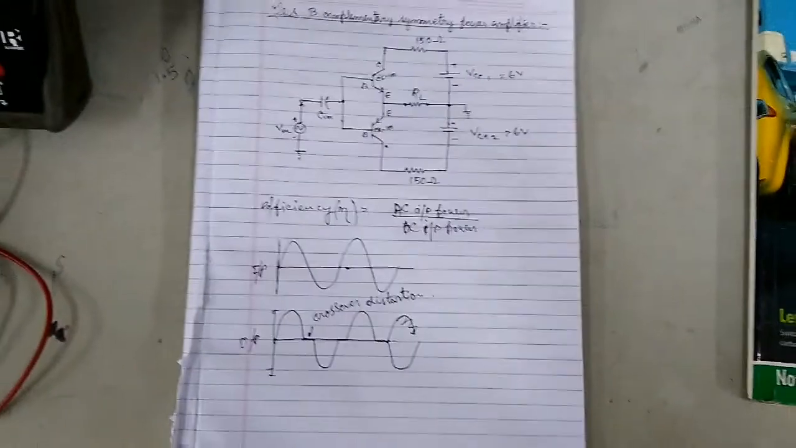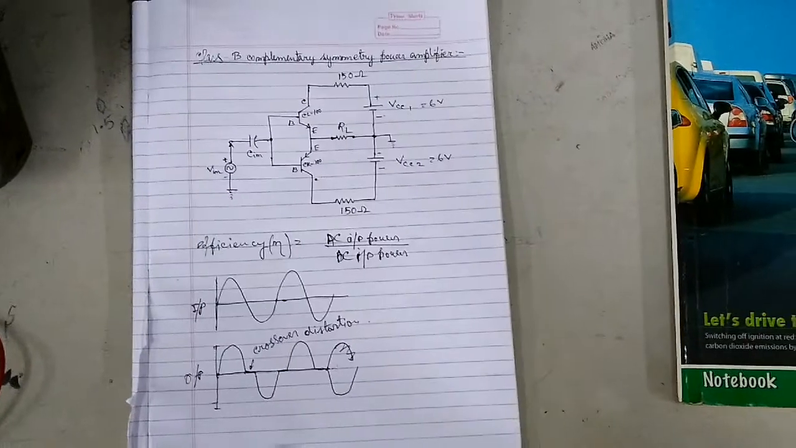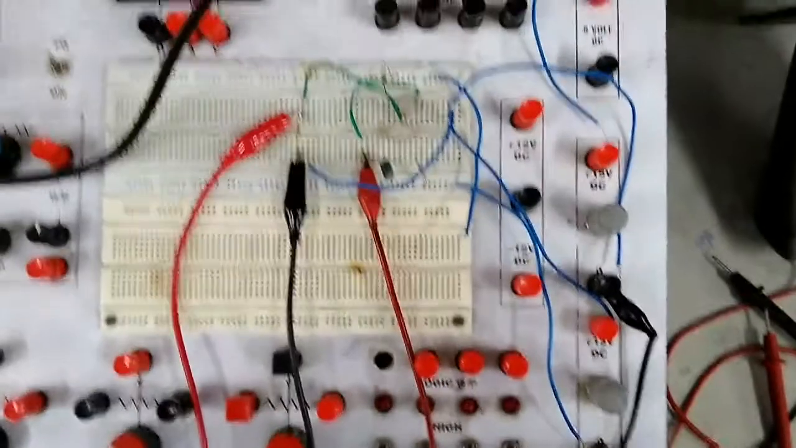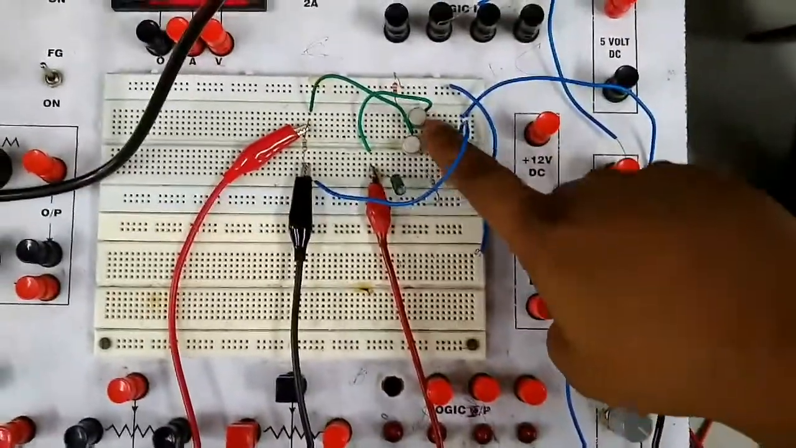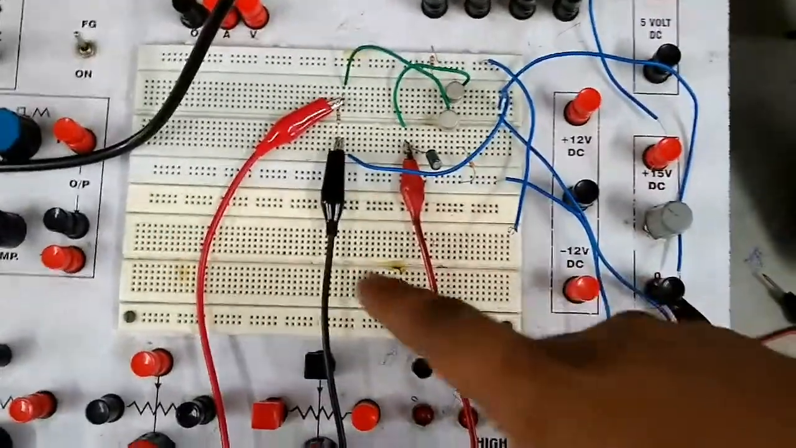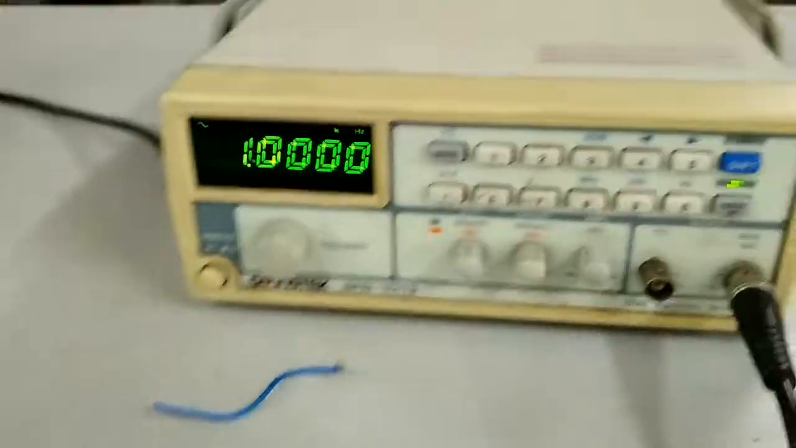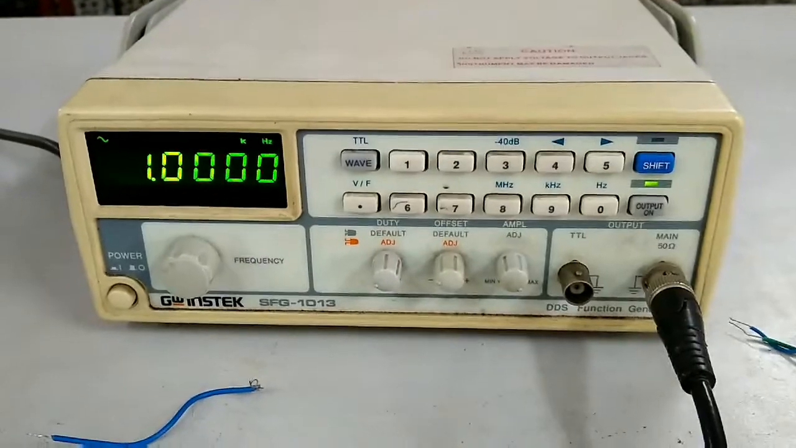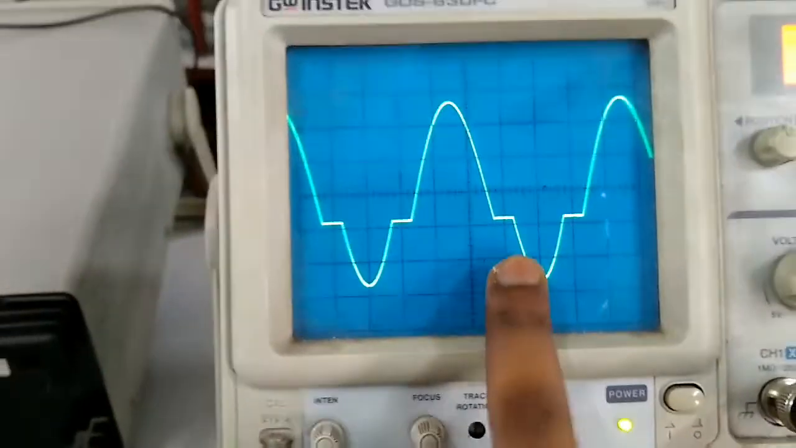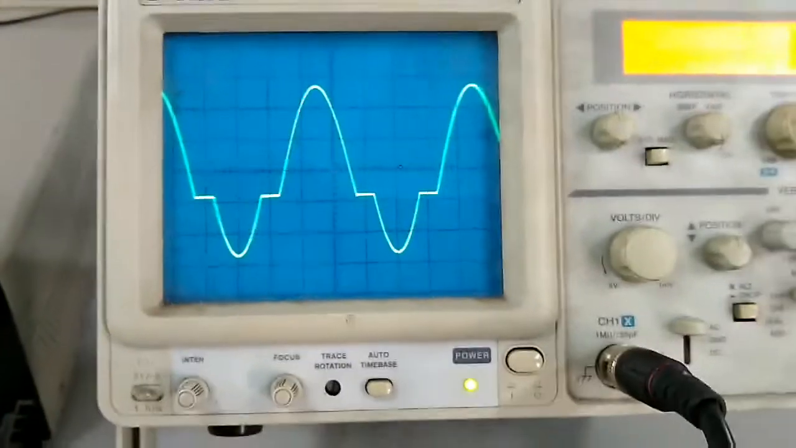Okay, now let me construct the circuit and see the characteristics of this amplifier. So this is the circuit. See, two transistors are connected, NPN and PNP, and input is given from the signal generator, and this is the output. See, this is the crossover distortion, as I have mentioned before.